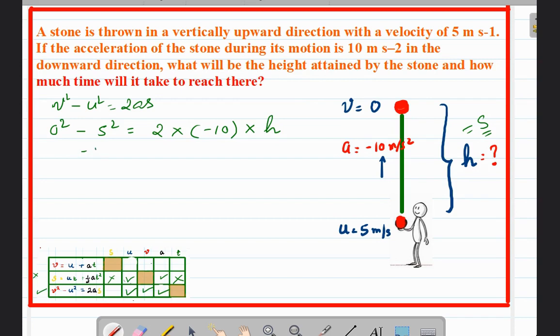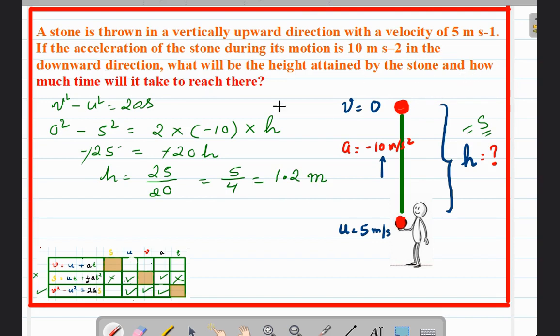So 5 5s are 25, so it is giving me minus 25 is equal to minus 20 into h. The minus signs will cancel. So here my h is 25 upon 20, which can be further written as 5 upon 4, or 1 and 1/4, that is 1.25 meter. So the height here is 1.25 meter.